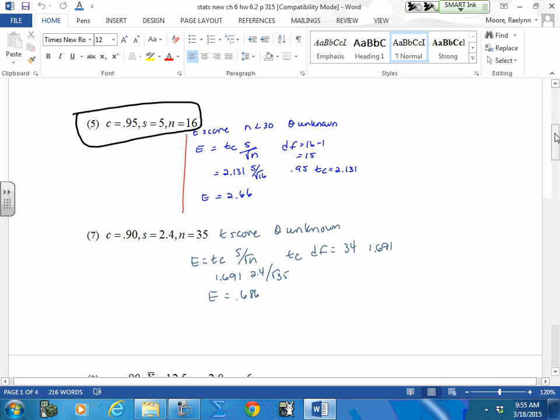A T gives you a slightly wider margin, a slightly larger margin of error, so it gives you a wider confidence interval. You're depending on your sample to be a sound sample and a good representation of your population, so it gives you a little bit more to work with. And again, this one also had the sample. So remember, you're looking up your T-score, and your N is still your sample size. Okay?